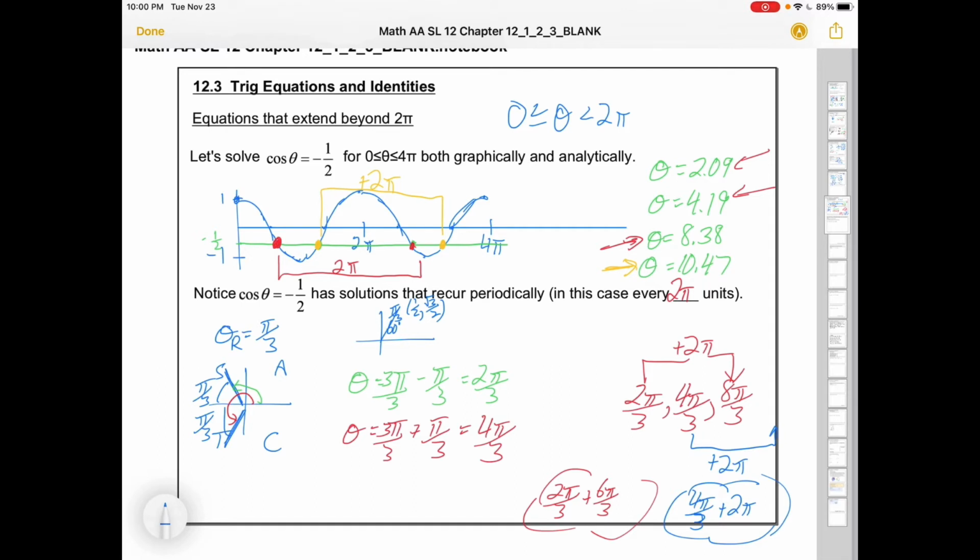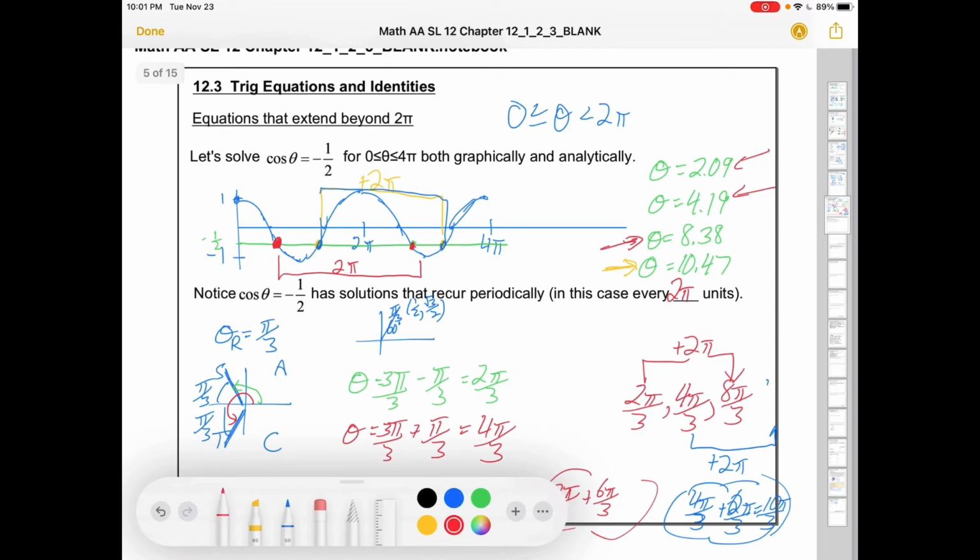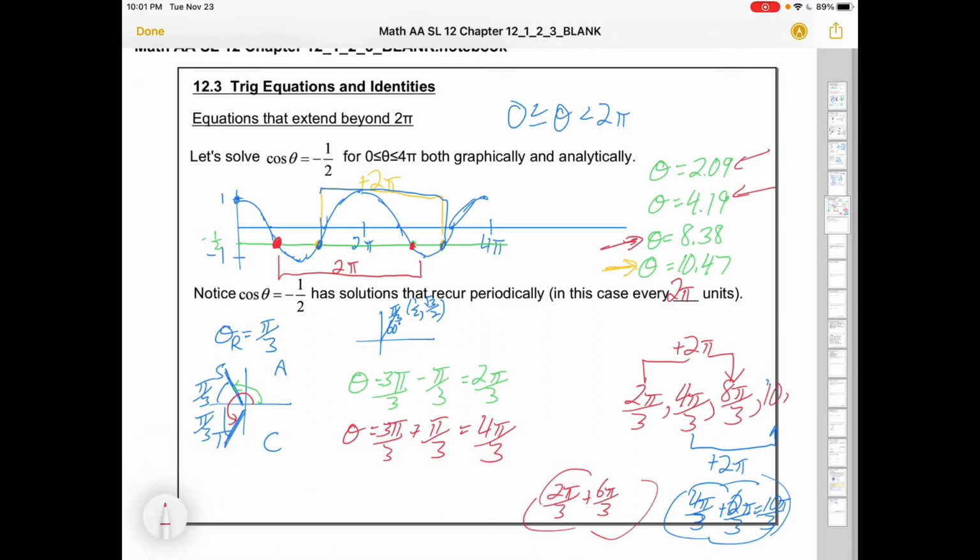Graphically, it just means going from here over to here. Well, I'd have to think of that 2 pi as 6 pi over 3, and I'd get 10 pi over 3. 10 pi over 3. Okay. So that's our fourth solution. And those are the exact values for what we found approximately.